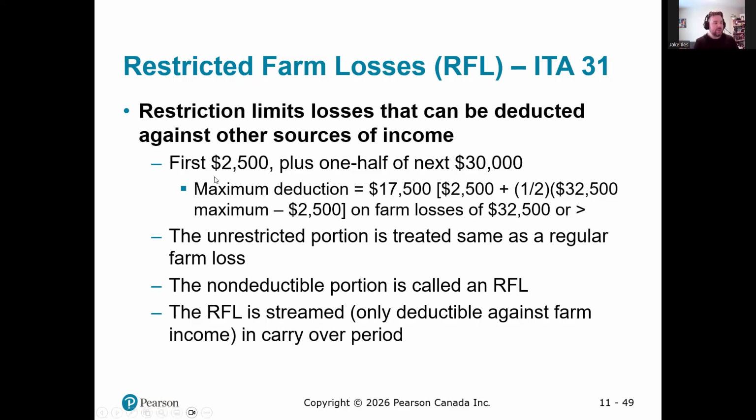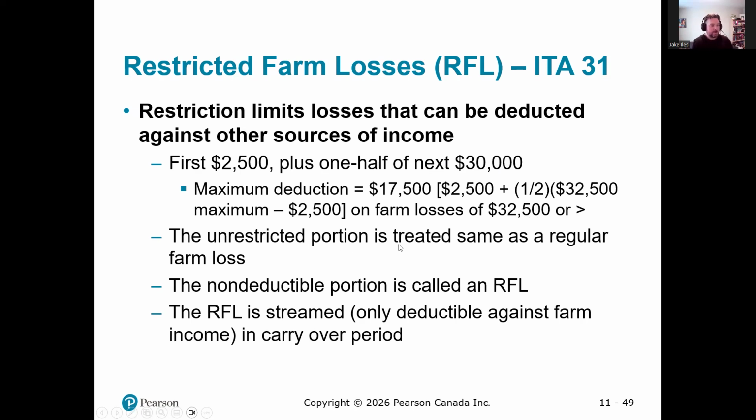So the unrestricted portion is maximized at $17,500. Any farm losses above that $32,500 can only be restricted. So if you make $32,500, $2,500 of it is deductible against anything. Another $15,000 is deductible against anything, but the remaining $15,000 up to that $32,500 is restricted.